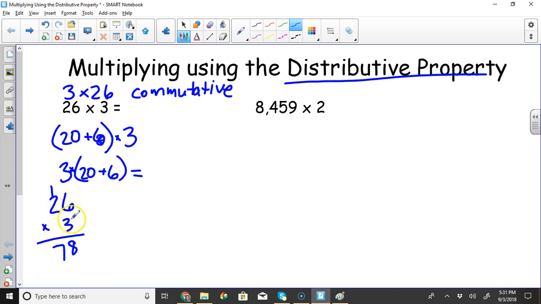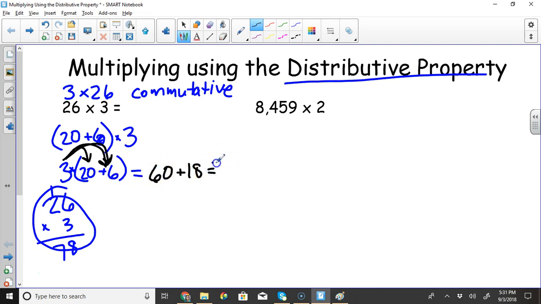So instead of doing this algorithm or this process, I'm going to use the distributive property and work on it this way. So 3 times 20 is 60, and 3 times 6 is 18, and now we have 60 plus 18, and we get the same answer of 78. So it's a little bit more broken down this way. So now let's try a larger example.